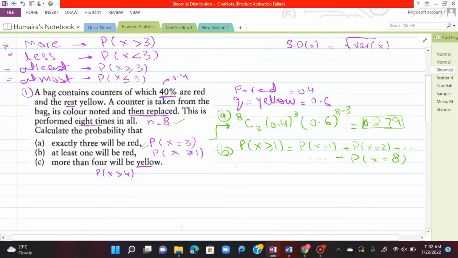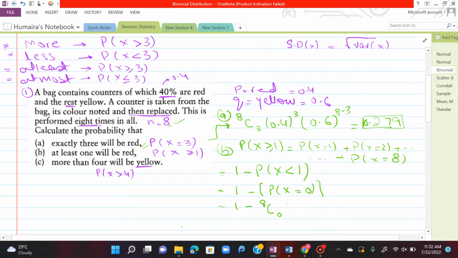This is the same as 1 minus the probability of x less than 1. Since it was greater than or equal to, you just write less than 1. So that is convenient. How? You just need to do 1 minus the probability of x less than 1. Less than 1 means, what value is less than 1? Just 0. So just find the answer for this thing. 1 minus, for that again, nCx.